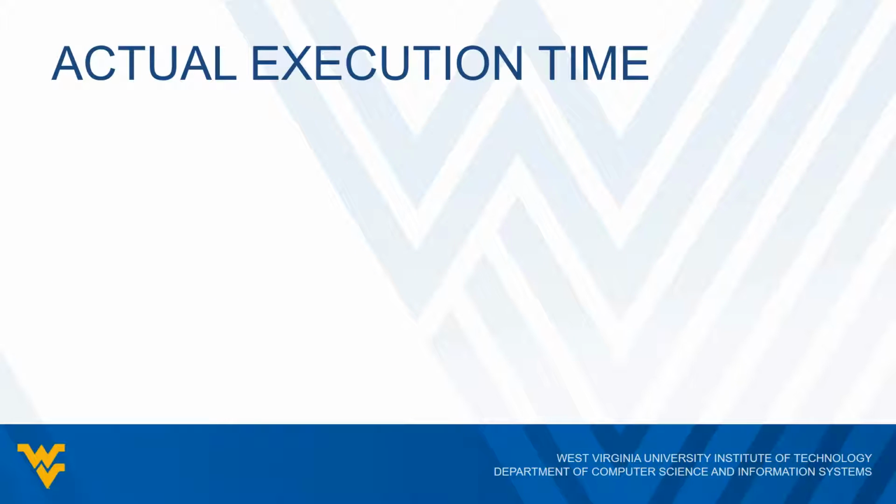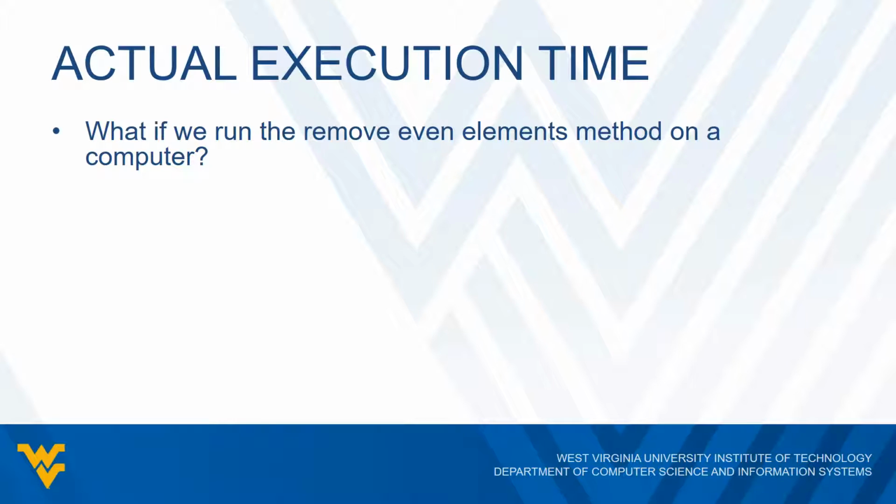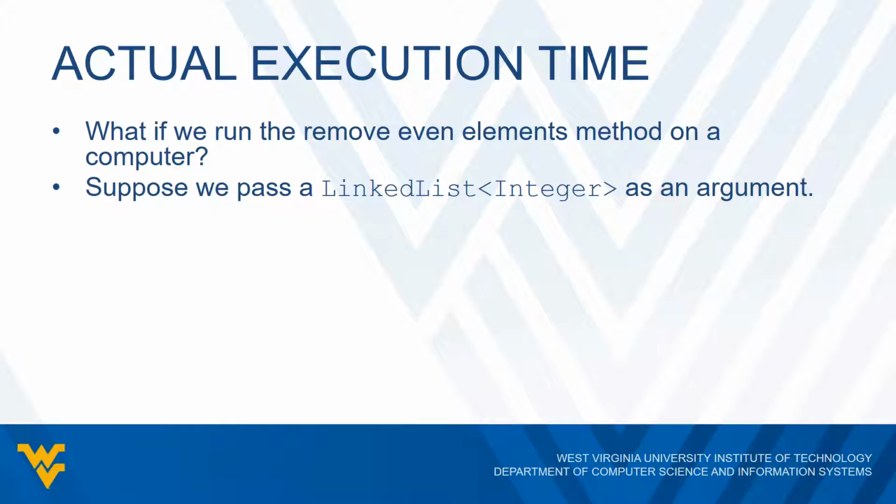Now we have the running times of the remove evens method for both array list and linked list, but it'd be nice to know actually what happens when we run it on a computer. So let's ask ourselves that. What if we were to run this method on a computer? Well, we need to take a look at the execution times for both the linked list and array list implementations. So let's suppose we do this for the linked list implementation. So we would pass linked list with integer as an argument.